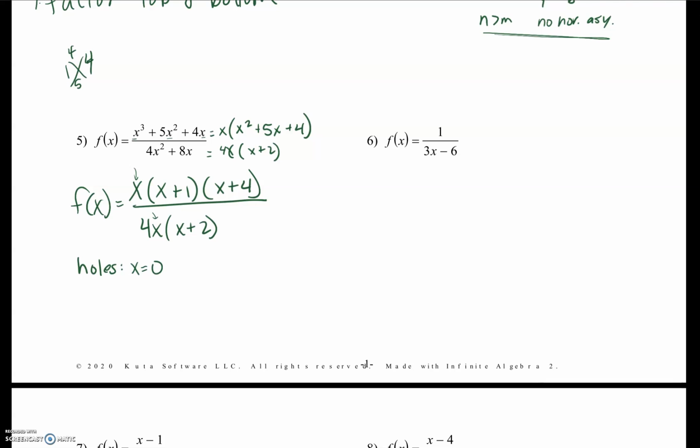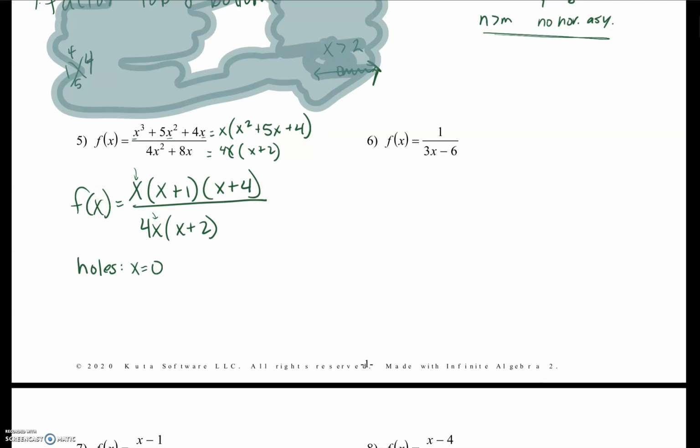And if that doesn't make any sense to you right now, that's fine. We haven't looked at what a hole looks like graphically. Essentially, it's an open circle on the graph. So if you remember doing inequalities at any point, like x is greater than 2, on your number line you'd have an open circle and then you would shade the values greater than 2. This is essentially what a hole is. The graph does not exist at that point.